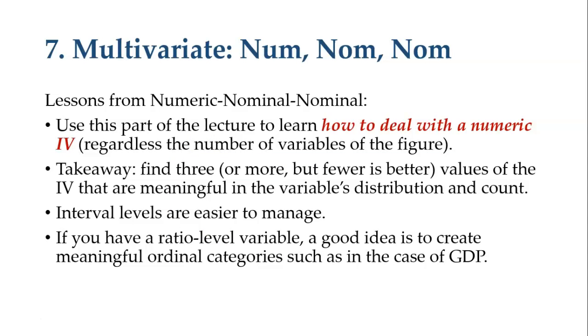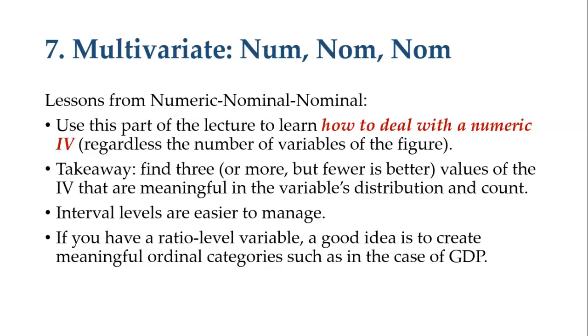What lessons can you learn from this? The most important is how to deal with a numeric independent variable, okay? So you can use it if you want to prepare a bivariate figure, and your independent variable is numeric. Use this information that you learned here. The takeaway of this multivariate figure as well is to try to select 3 values of the independent variable that are meaningful for the distribution of the variable and count.